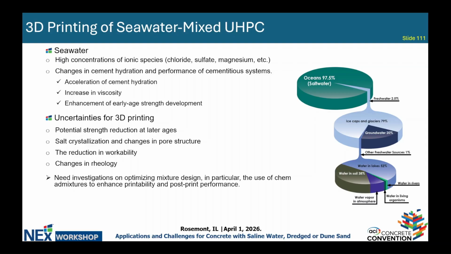And the difference between seawater and fresh water is a high concentration of ionic species like chloride, sulfate, calcium, magnesium, and so on. So these species can result in some changes in the cement hydration and the performance of the cementitious system. For example, the acceleration of the cement hydration. Due to the high hydration rate, the viscosity changes. And also, we can get a slightly higher early age strength in the presence of seawater due to the accelerated hydration of the cement.